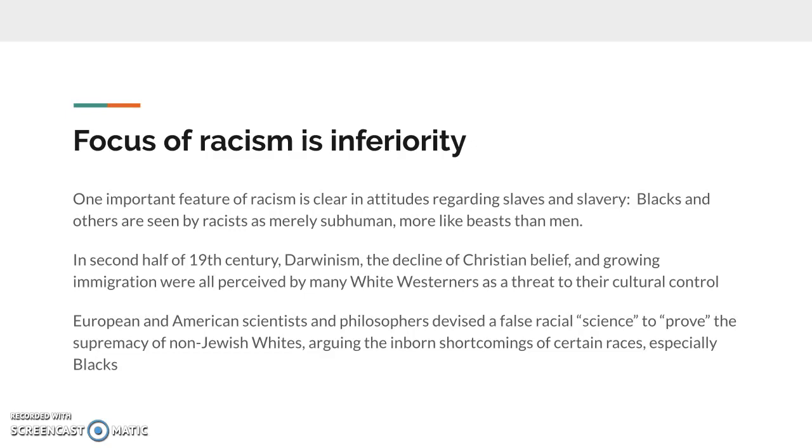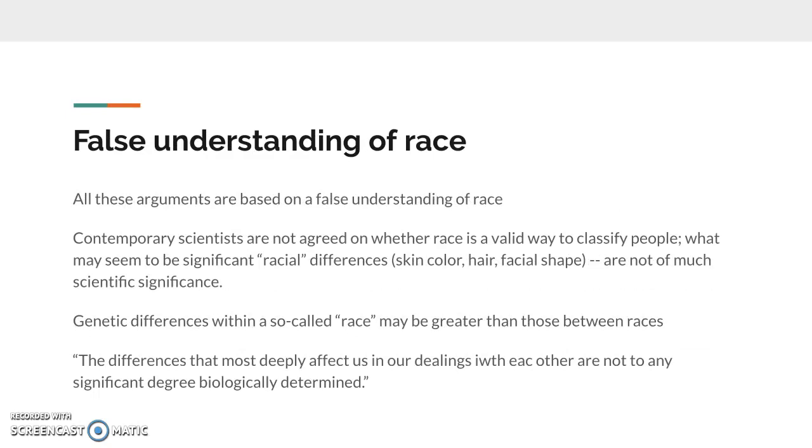So that's kind of where a lot of the roots of racism are; you can look back and see where these ideas came from. So all of these ideas and arguments are based on this false understanding of race that contemporary scientists recognize, and they do not agree on any kinds of ways that race is a valid way to classify people. And what everyday people on the street might see as significant racial differences, like your skin color, your hair color, the texture of your hair, your face shape, your eye shape, any of these things, really are not of much scientific significance when you look down at our DNA and the genetics and all of that stuff.